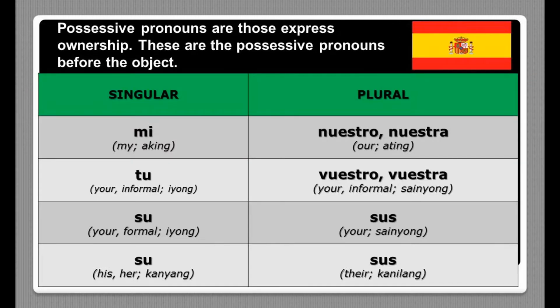Possessive pronouns are those that express ownership or possession. Possessive pronouns are either before or after the object. These are the possessive pronouns before the object. Example, the object is book or libro. Say, mi libro or my book, aking libro.